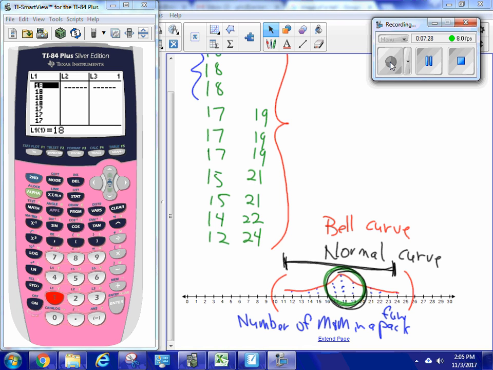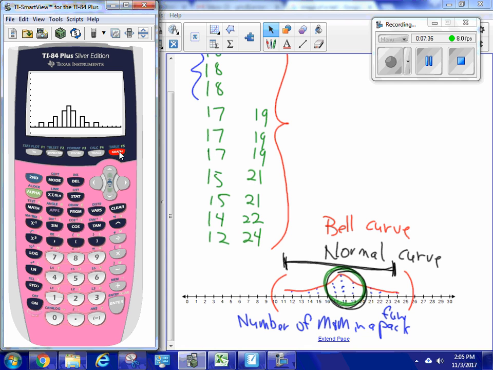So what I'm going to have you do right now is push the graph button right up here in the upper right-hand corner. And what's going to happen is you're going to get this really nice picture that looks very similar. See, with that bell shape, looks very, very similar to the dot plot that we made over here. And this is called a histogram.